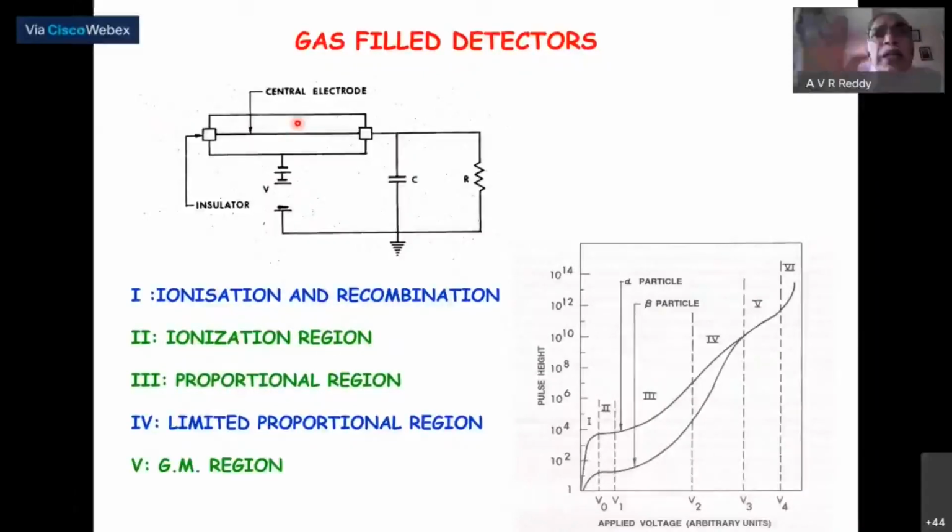Suppose we don't do anything, what will happen? They recombine, is it not? Like when you heat a metallic foil or metallic wire and leave it in the air, it will dissipate its heat and get cooled. Exactly here, the ionization produced will recombine, electrons and positive ions recombine. Therefore, you don't get any signal.